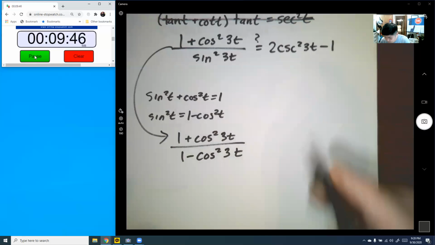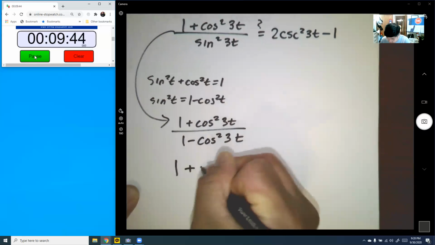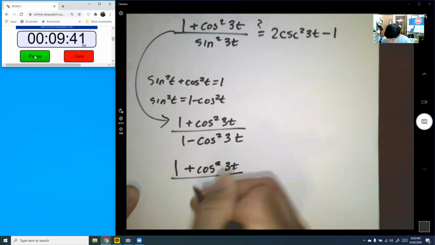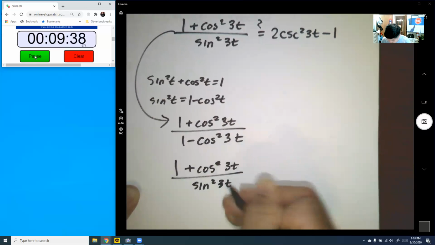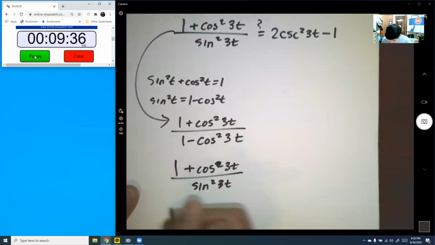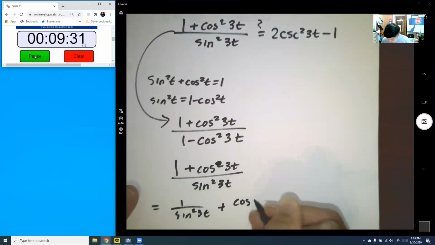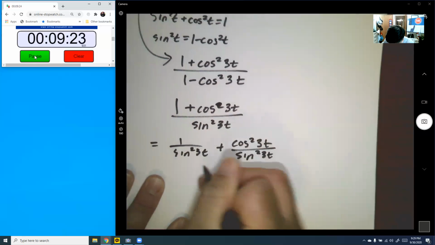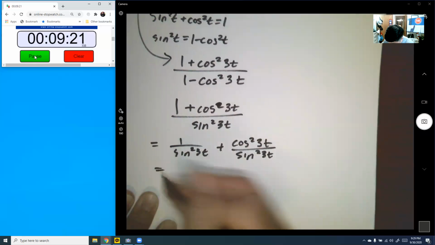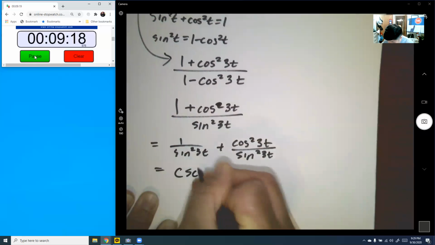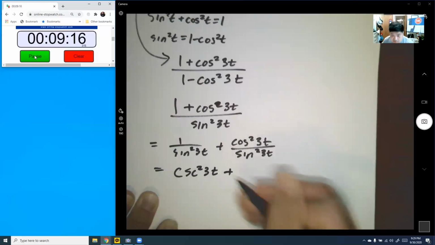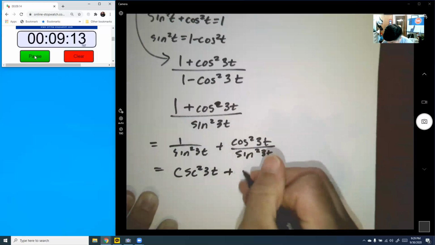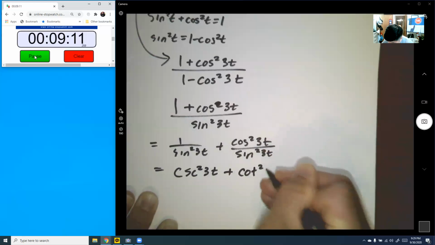But now that I think about this one, that could take forever. So I'm going to revisit this. I'm going to rewrite this as 1 over sine squared 3t plus cosine squared 3t over sine squared 3t. And then 1 over sine squared 3t will end up being cosecant squared 3t. And then cosine squared 3t over sine squared 3t is actually cotangent squared 3t.